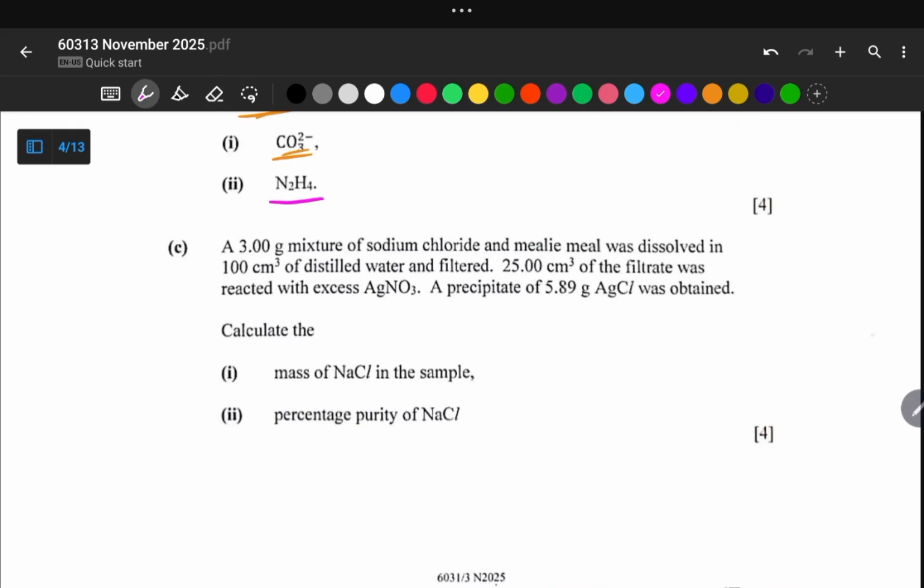So part number C says a 3-gram mixture of sodium chloride and millimule was dissolved in 100 cubic centimeter distilled water, and then it was filtered, right? So here, these are the physical separations we did in O level, right? So whenever we are mixing millimule and sodium chloride, ionic compounds are soluble in water, right? Through ion dipole solvation, right? So here we're having sodium chloride being soluble, and then here we're having this millimule, which is going to form the residue, right? So the mixture was said to be filtered here, right?